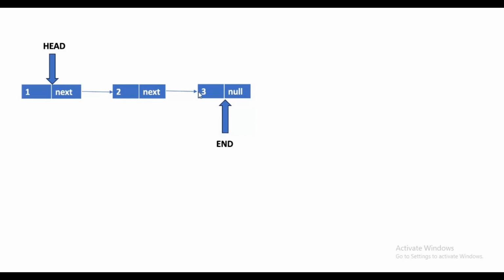If you observe, our last node has a null value, right? It means the singly linked list ends here, and this node is also known as the tail node, and the entry point of the singly linked list is known as the head. So here we have head and tail. Head means the entry point of the single linked list, and tail means the end point of the single linked list.